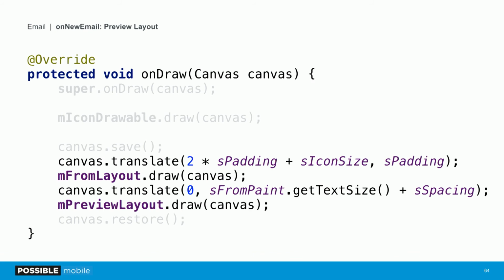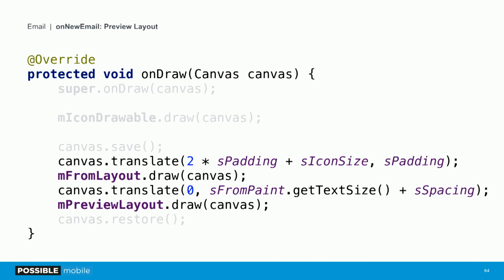After we draw the from layout, we haven't untranslated yet. So now we're just going to translate a bit more. We're not going to move left and right at all, because we know the left alignment is going to be the same between those 2 pieces of text. And then we're going to shift it down a bit. In this case, we're going to take the text size of the from paint, so it'll be that same height. This is accomplishing the same thing as taking the text bounds, putting it in that rect and using that height. And then we're going to add some spacing to it, so we have some space in between those 2 lines. And then, same as before, we can give the canvas to that preview layout, and it will draw itself.